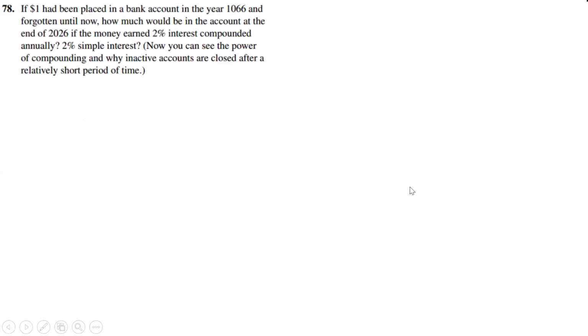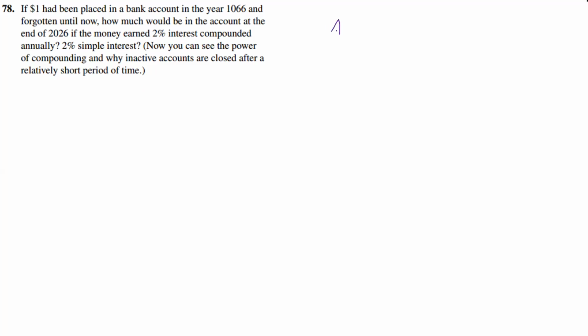All right, let's do another one. If a dollar had been placed in a bank account in the year 1066 and forgotten until now, how much would be in the account at the end of 2026 if the money earned 2% interest compounded annually? What about 2% simple interest? With this, after we see it, you'll see how compounding really works well. All right, let's do simple interest first, just because that's the simple one.